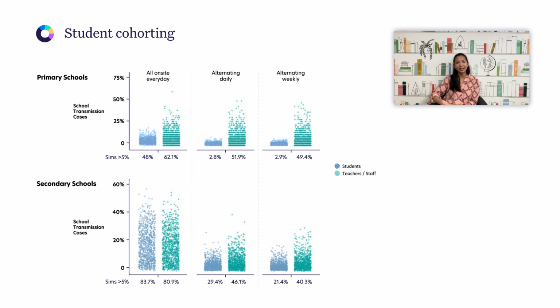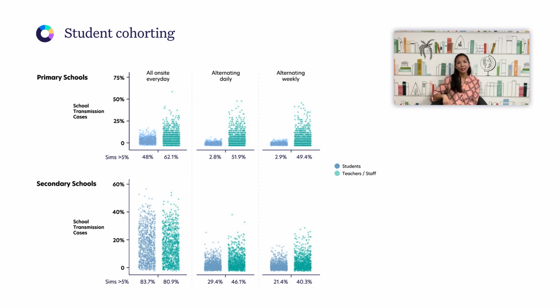What you can see here is that in both the primary and the secondary school model, student cohorting can very effectively reduce the amount of outbreaks that might occur within the student population. What you'll notice here is that weekly cohorting is slightly more effective than daily cohorting. And you'll also see that in general, student cohorting is more effective in the primary school model than in the secondary school model. And this has to do with the fact that primary schools already are in stable cohorts.